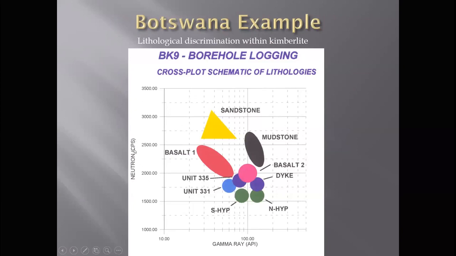And essentially, you can typify the types of kimberlite and the types of xenolith you have in the pipe. This is neutron counts on the y-axis and gamma counts on the x-axis on a log scale. And we start to typify what sandstone's response is, what this basalt response is, what that is, and also all these different facies of kimberlite. How do we do that?